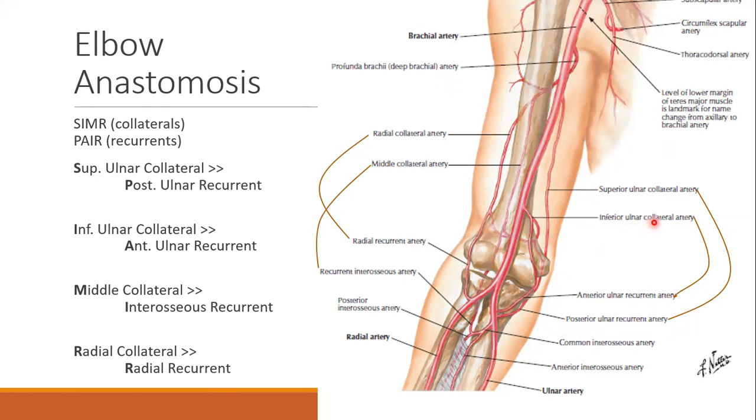Your inferior ulnar collateral artery anastomoses with your anterior ulnar recurrent artery, which you can see here. Your middle collateral artery anastomoses with your recurrent interosseous artery or interosseous recurrent artery, whichever one you want to say. And then your radial collateral artery anastomoses with your radial recurrent artery. So that one's easy, radial with radial.